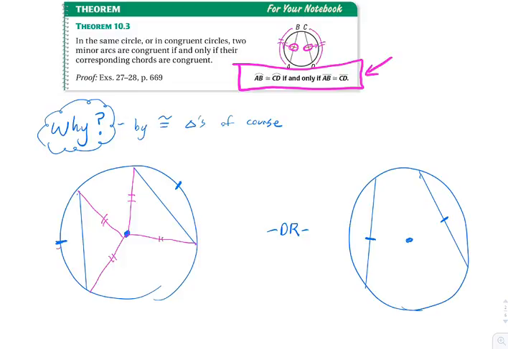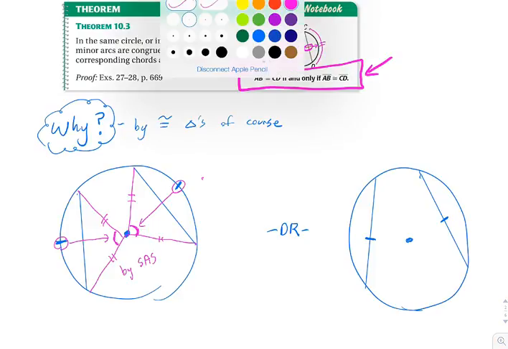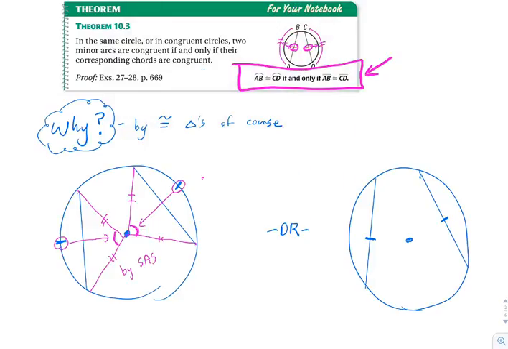Okay, and if the arcs are congruent, well, we know that the measure of an arc is defined by its central angle. So that would mean that these two central angles must be congruent if the measures of these arcs are congruent. And so look, by SAS, we have these two triangles are congruent. And if the triangles are congruent, then by CPCTC, we know that all their parts are congruent. So these two chords must be the same.